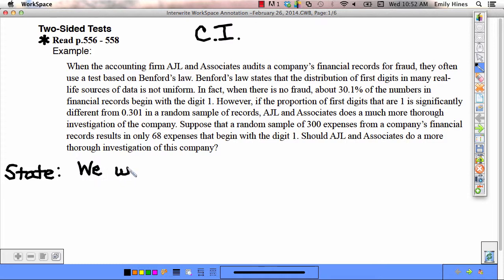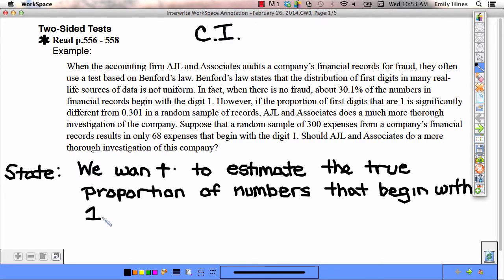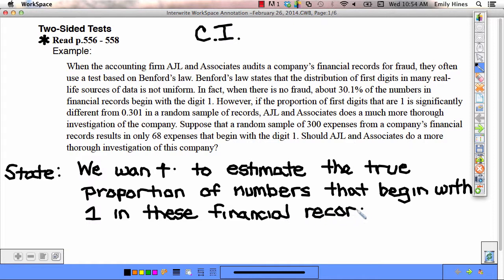We want to estimate the true proportion of numbers that begin with 1 in these financial records. And if my alpha was 5%, then that means my confidence interval needs to be 95%. So at the 95% confidence level.